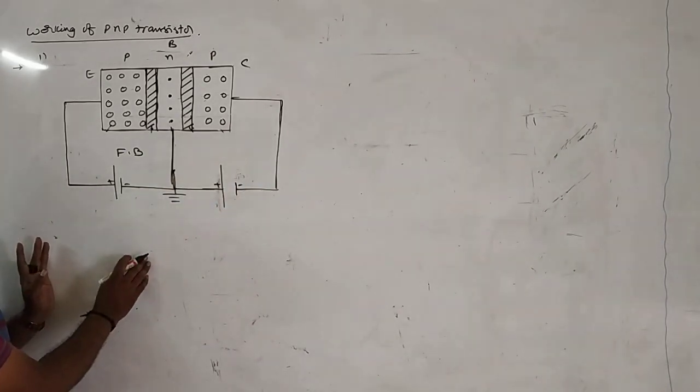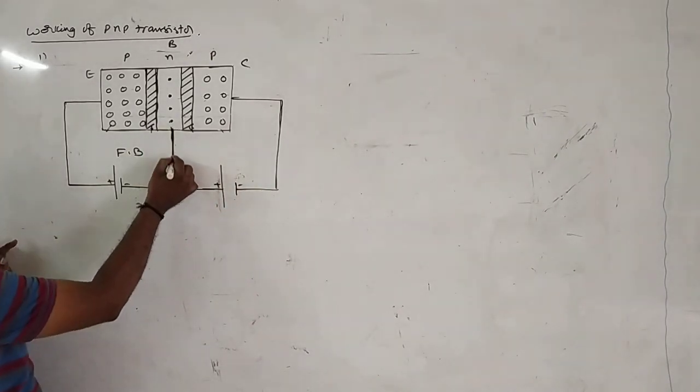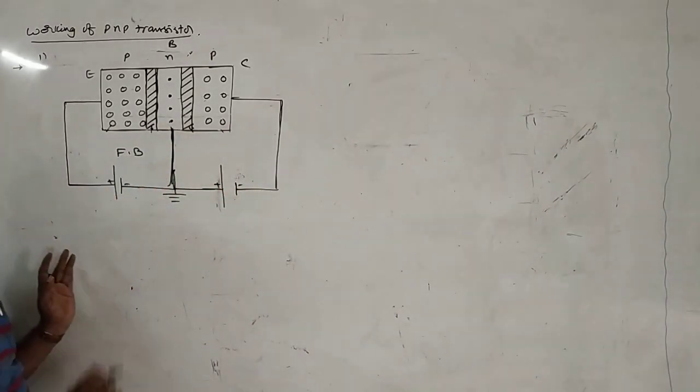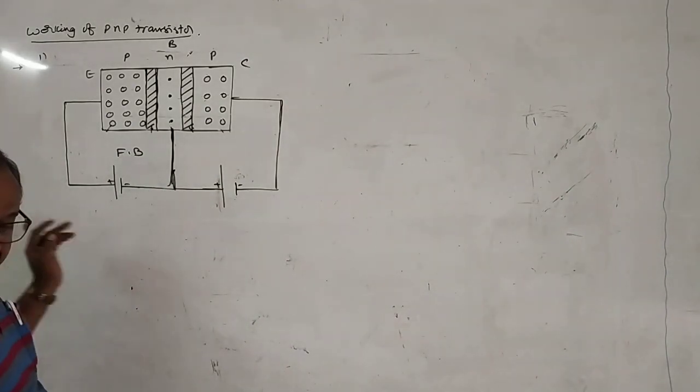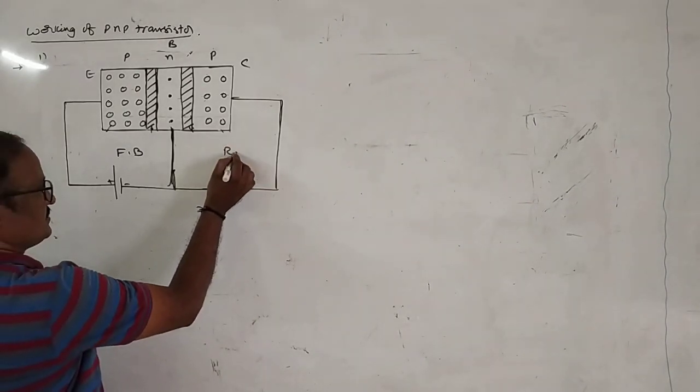Both are different. For convenience, these two are connected in a single line, but there are two lines. Right? Okay. So in this situation, it is reverse bias.